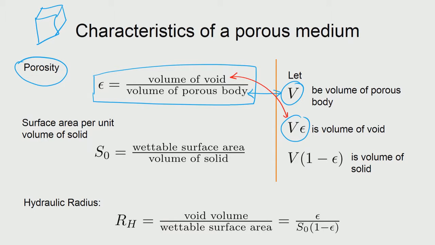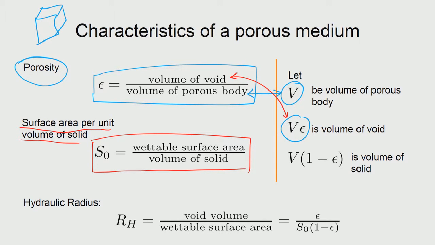So you need one more characteristic feature, that is basically the surface area per unit volume of the solid. Surface area per unit volume of solid is another characteristic of the porous body that you can define, and this can actually be measured experimentally, and so we define one more quantity here.